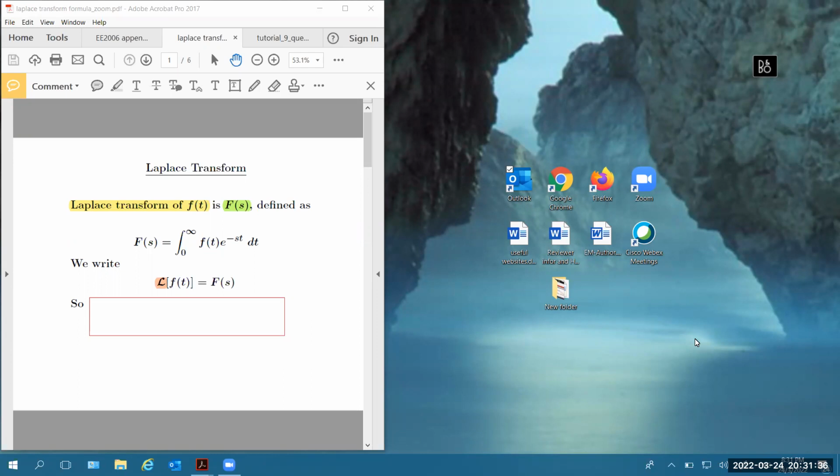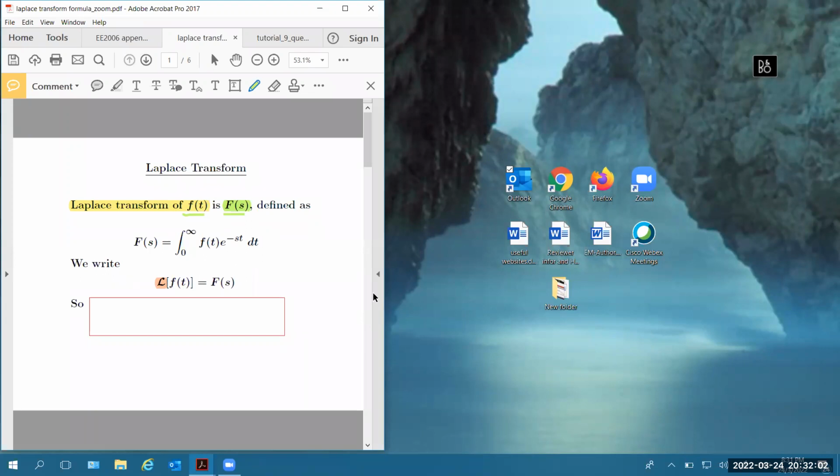So this Laplace transform. Now we are talking about a Laplace transform of a function f(t). So the function is a function of t. And then after the Laplace transform, we actually change the variable, and it becomes a function of s. So after the Laplace transform, the variable is changed from t to s.